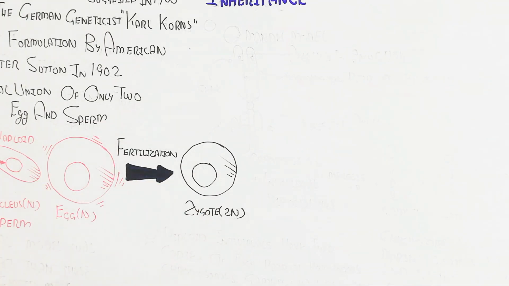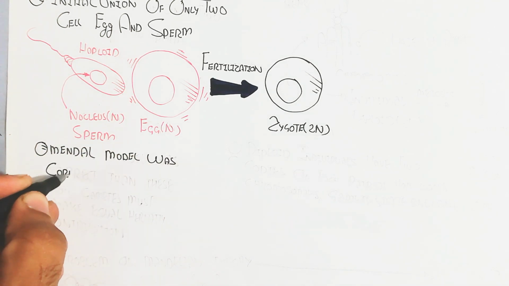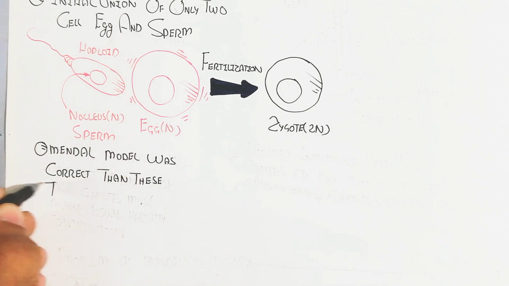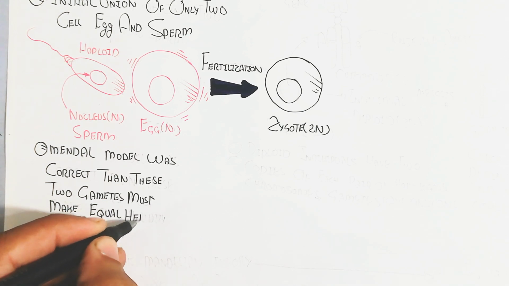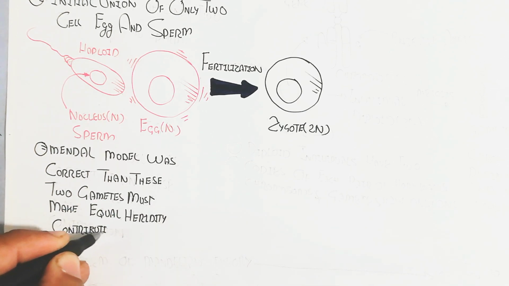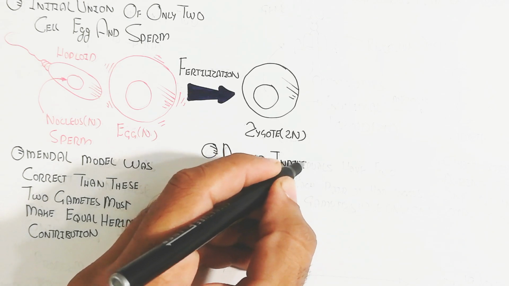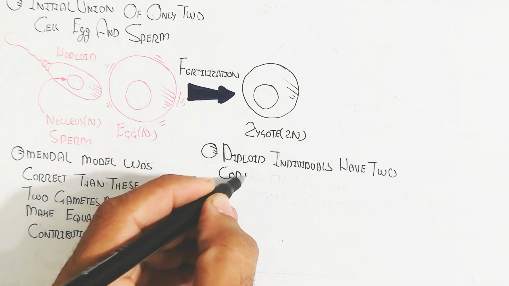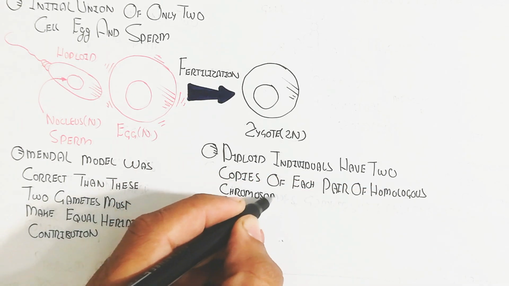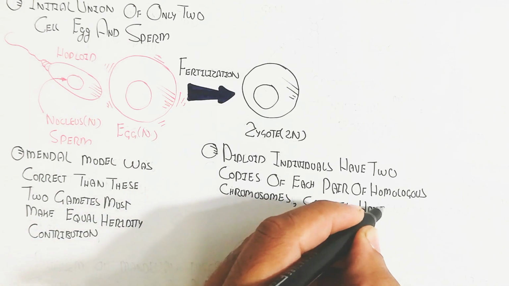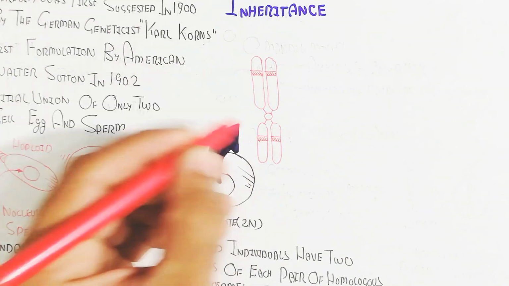And with this zygote, let's begin to understand the Mendel model first. If the Mendel model was correct, then these two gametes must make an equal hereditary contribution. So half the chromosomes come from the mother and half from the father, and they contribute equally, with recessiveness and dominance depending on the dominant or recessive gene on the homologous pair of chromosomes. Diploid individuals have two copies of each pair of homologous chromosomes. Gametes have only one. So remember, gametes have only one, but the zygote contains a pair of homologous chromosomes.